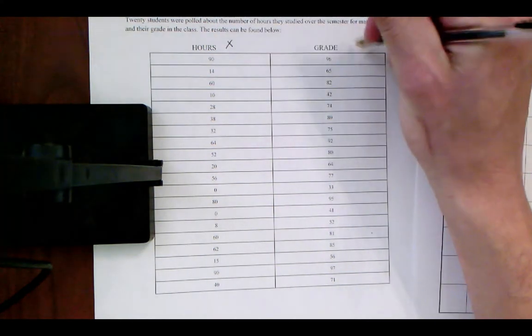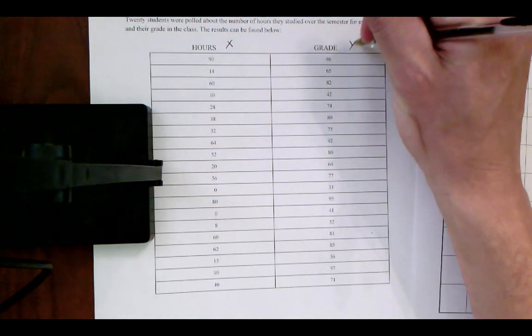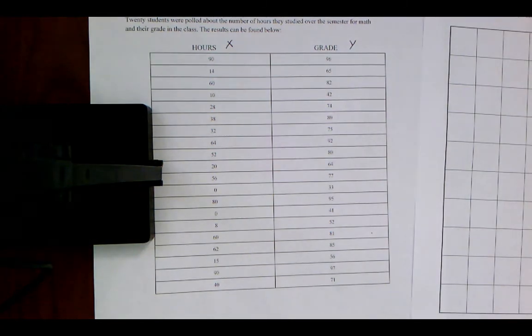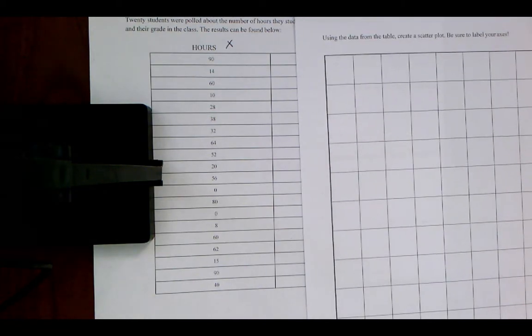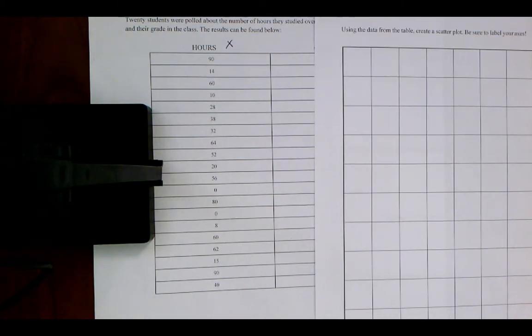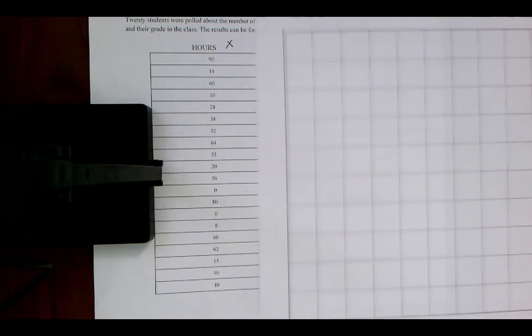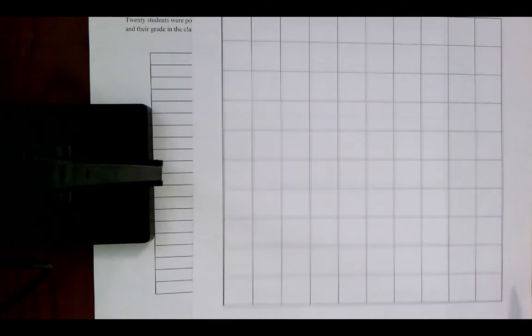And then the grade that a student earns in the class, we're going to refer to that as our Y variable. And what we want to do in the very beginning of this is look at all of this data, and then on our graph over here, we want to label all of these as ordered pairs. And before we do that, we need to label our axes. So we want to create this scatter plot.